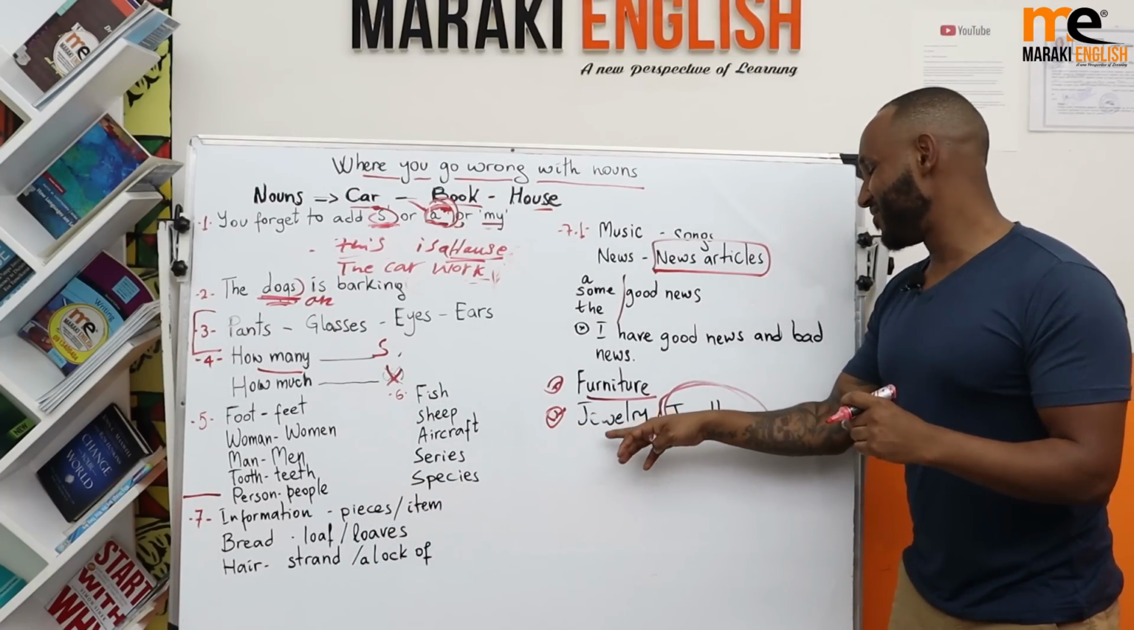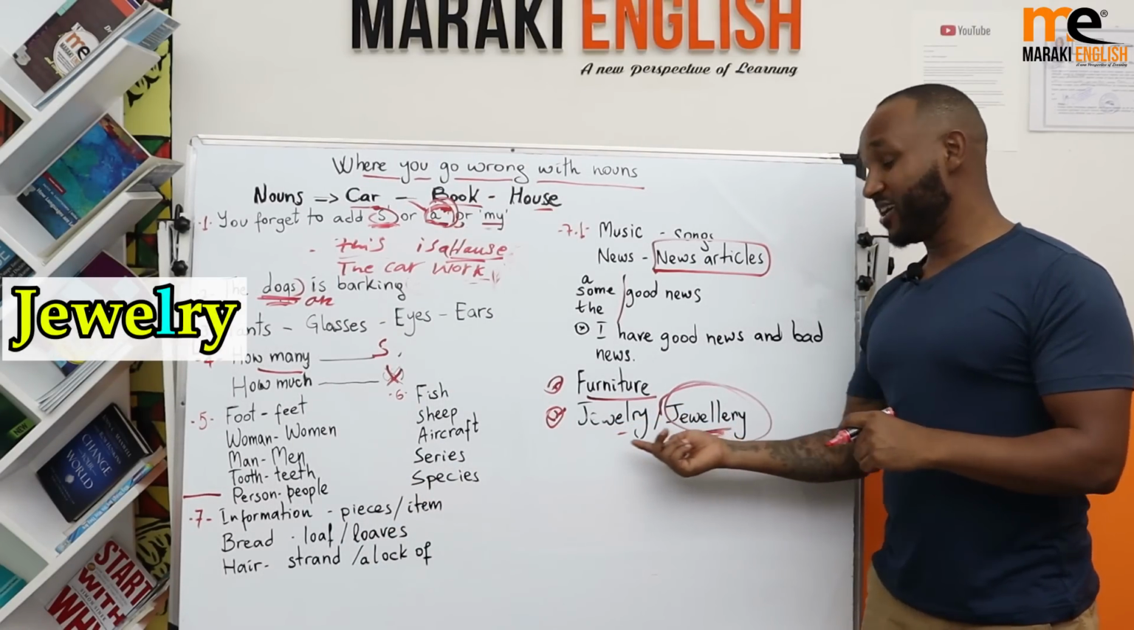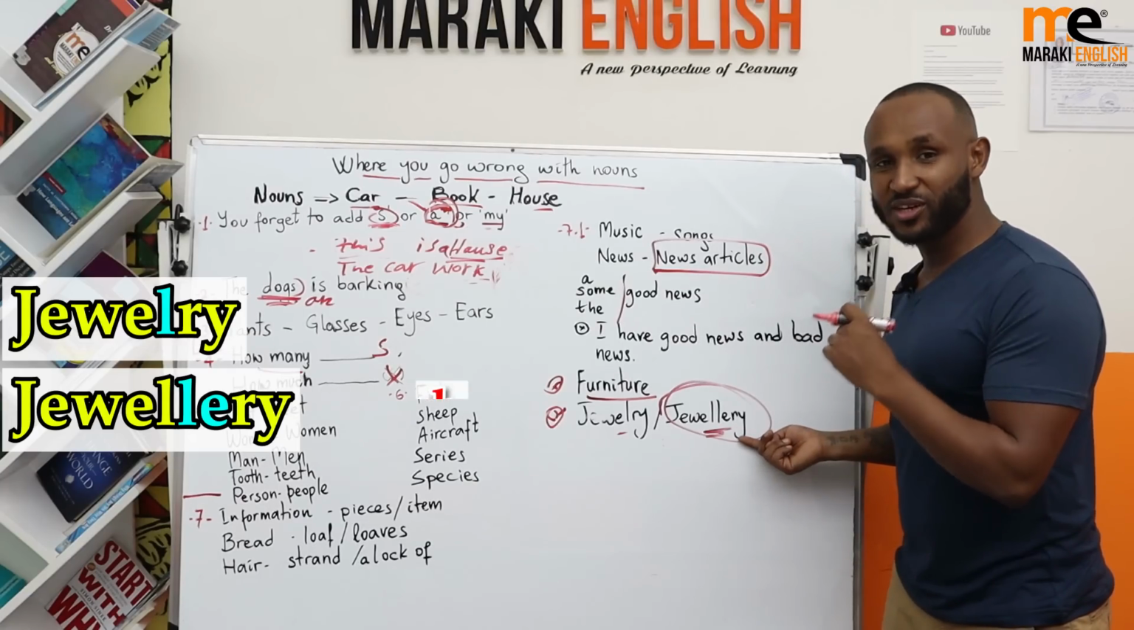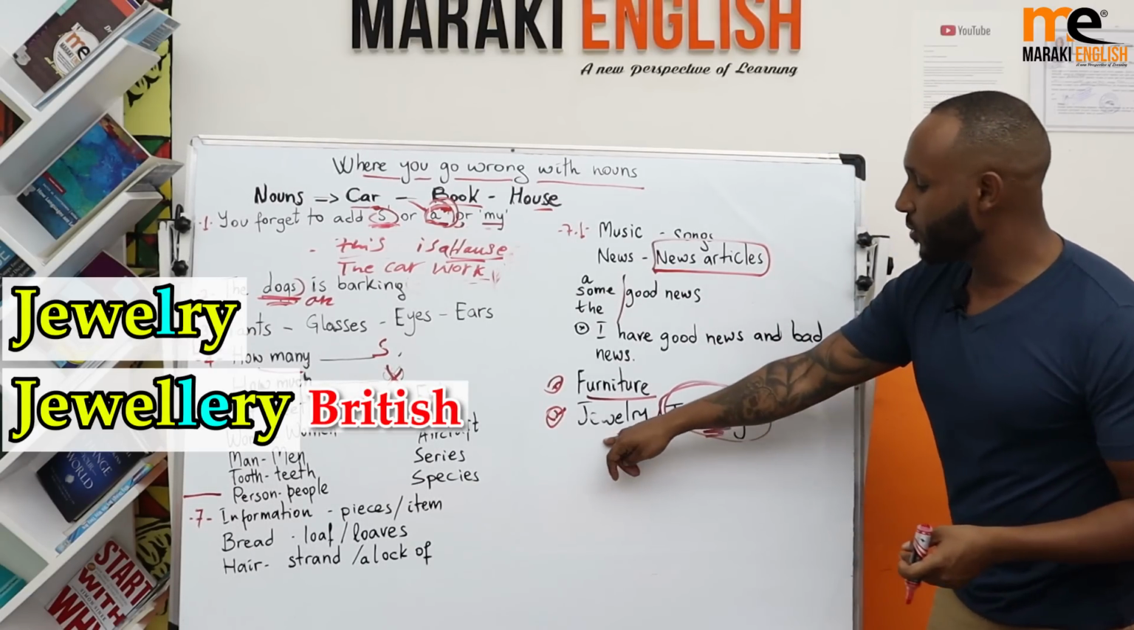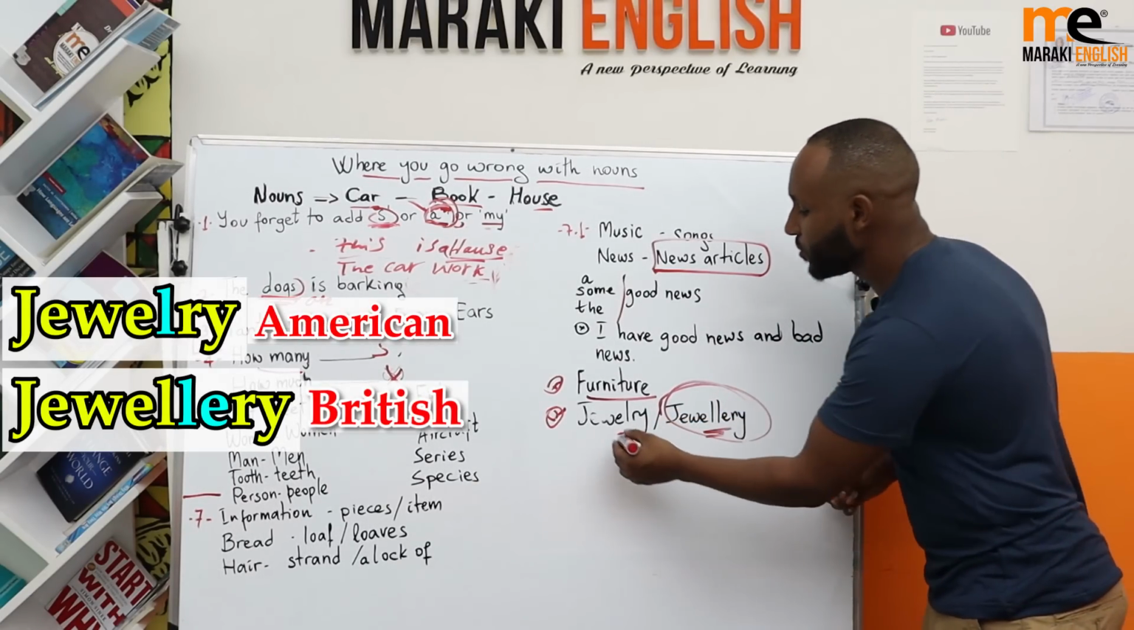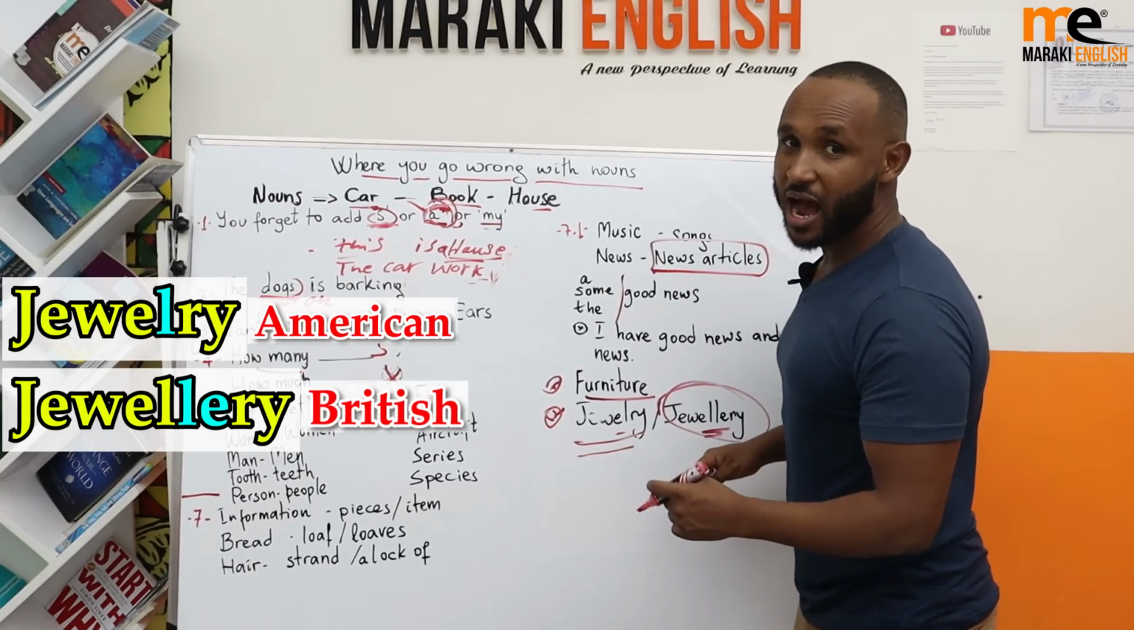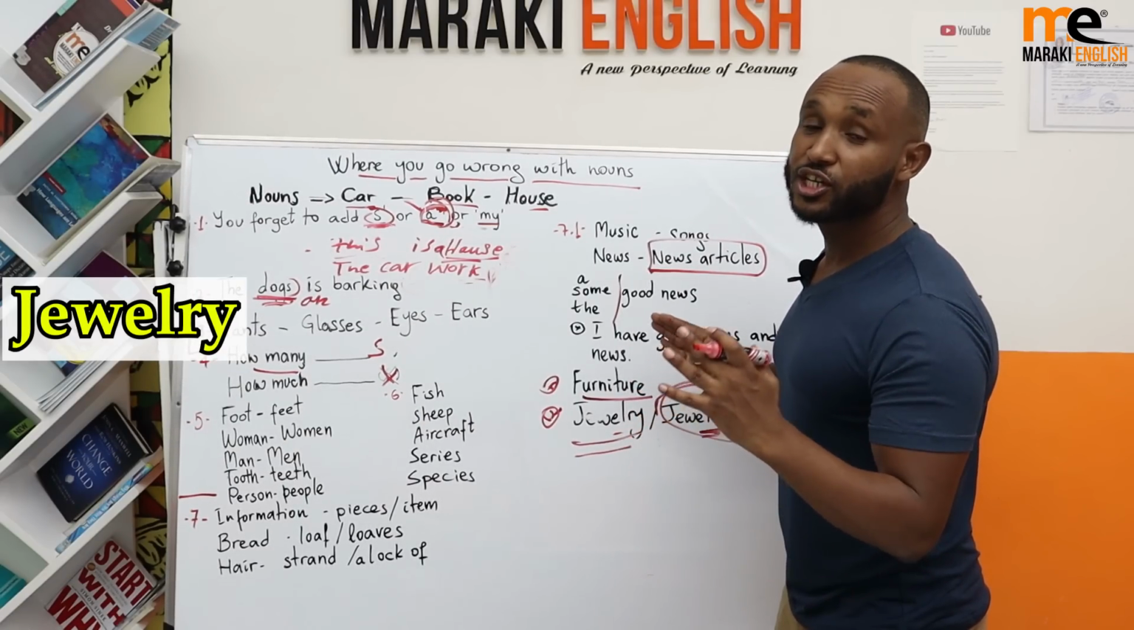Last but not least, we have jewelry. We have it with double L and with 1 L. The double L is the British variation of spelling. The 1 L is American. So you don't count jewelry too. I have a lot of jewelry.